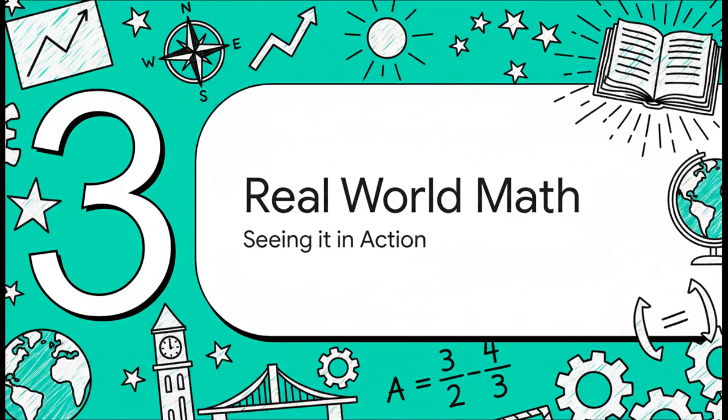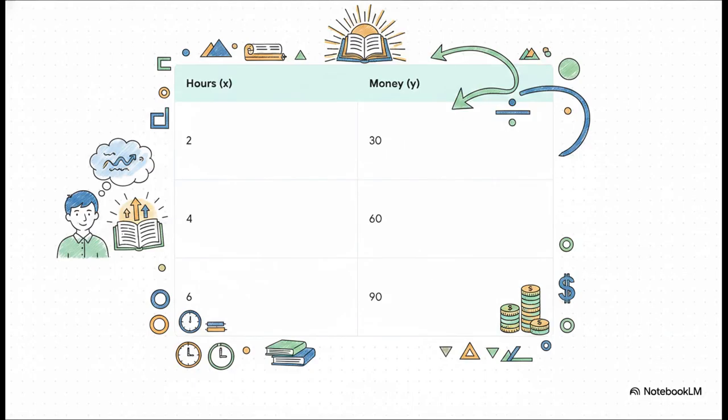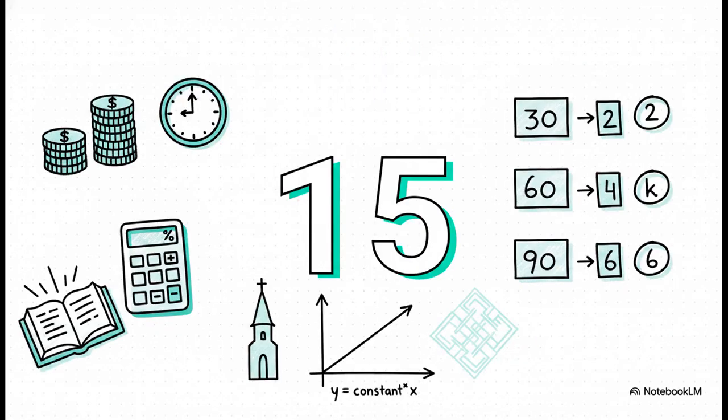Section 3. Real-world math examples. Seeing it in action. So we have the basic steps down. Now let's explore how the curriculum applies this stuff to real life. Let's imagine a student earning some money by tutoring. We've got our x values representing the hours worked, so 2, 4, and 6 hours. And we've got our y values representing the total money earned, $30, $60, and $90. To find our constant, we just apply our rule, right? Divide y by x. Think about those first numbers. If y is 30 and x is 2, well, what's the constant? If you divide 30 by 2, you get 15.